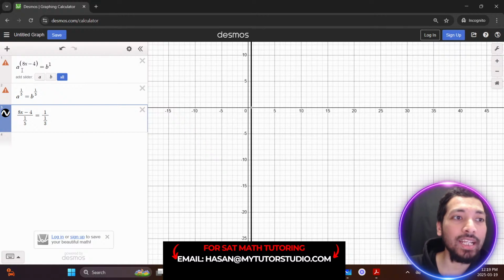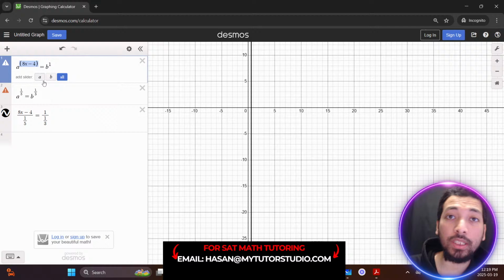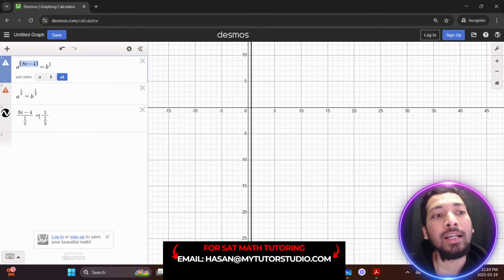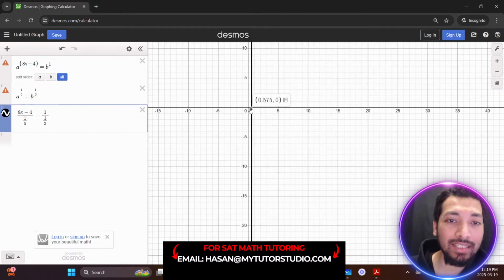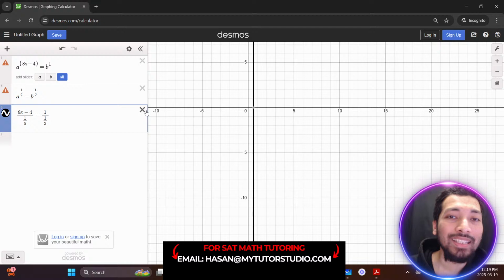So the process here is we can just write these two equations and then we can just set up a proportion equation. We can just divide this 8x minus 4 by the power of this a, which is 1 over 5. And we can just write this power of b, which is 1, over the power of 1 over 3. And this proportion equation can be solved, and we get x to be equal to 0.4575. This is how quickly you can use DESMOS to get this answer.